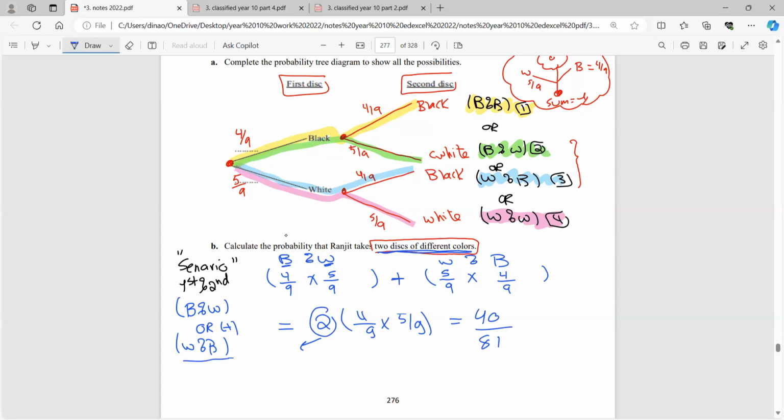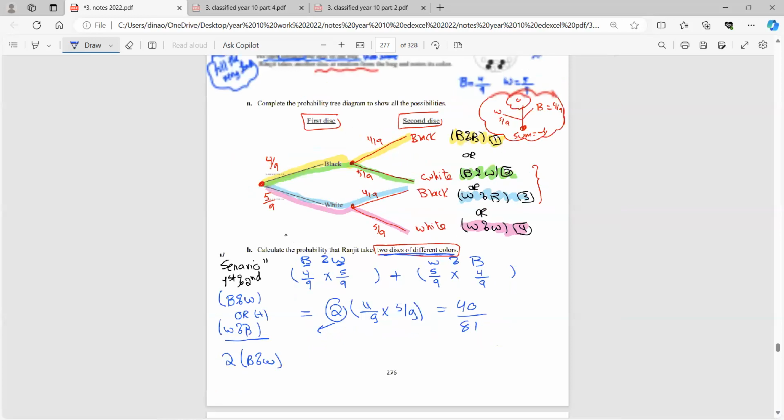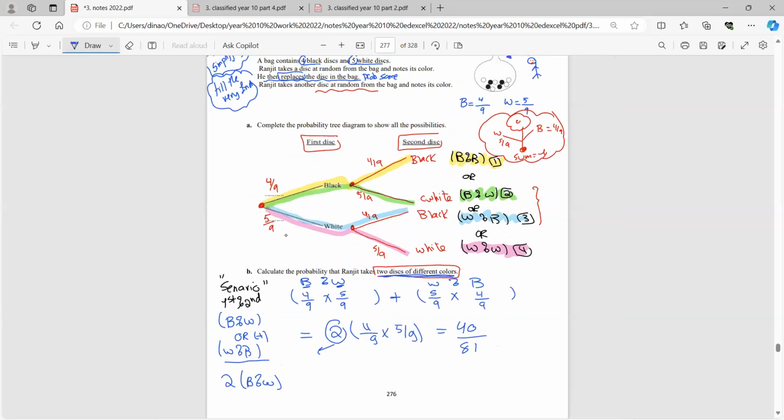The number outside indicates change of position. So this could be written as 2 open bracket black and white. Why am I allowed to do that? Because I have the same numbers all through the question. My advice is whenever you're dealing with probability questions, tell yourself stories. Tell yourself stories and you will find things much easier.